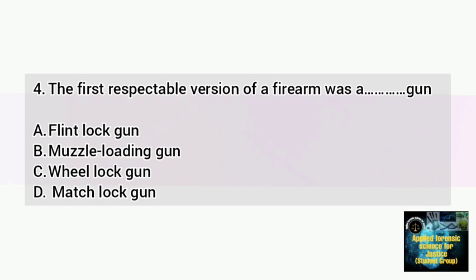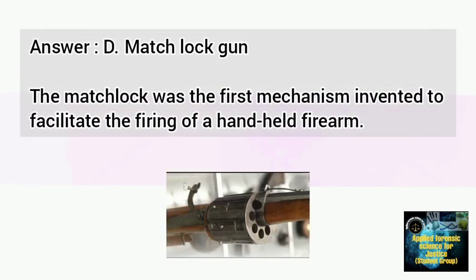Question number 4. The first respectable version of a firearm was a gun: option A, flintlock gun; option B, muzzle loading gun; option C, wheel lock gun; and option D, matchlock gun. The correct answer is option D, matchlock gun. The matchlock gun was the first mechanism invented to facilitate the firing of hand-held firearms.